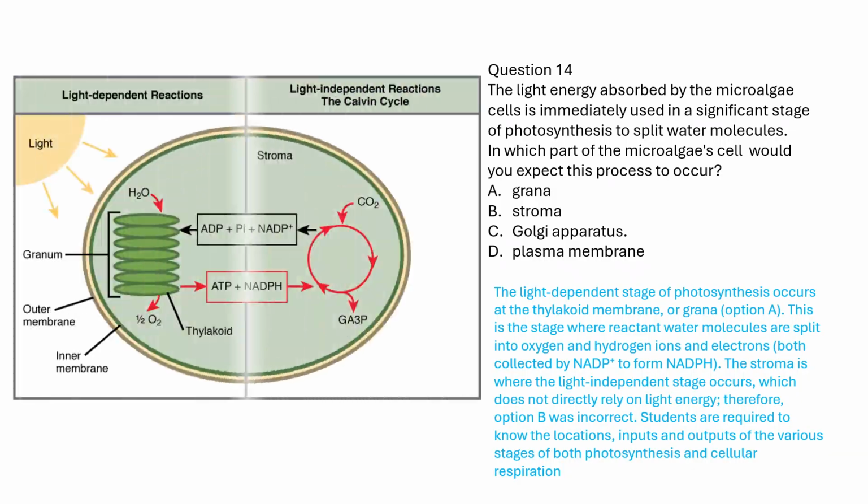The light energy absorbed by microalgae cells is immediately utilized in the light-dependent stage of photosynthesis, which occurs at the thylakoid membrane, grana, making option A correct. In this crucial process, water molecules are split into oxygen, hydrogen ions, and electrons, the latter two collected by NADP+ to form NADPH. Conversely, option B is incorrect because the light-independent stage occurs in the stroma, and does not directly depend on light energy. Students must understand the locations, inputs, and outputs of the various stages of both photosynthesis and cellular respiration.